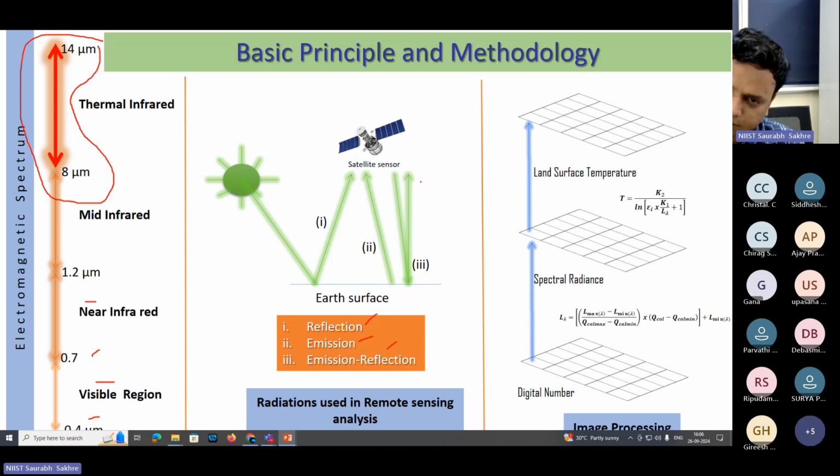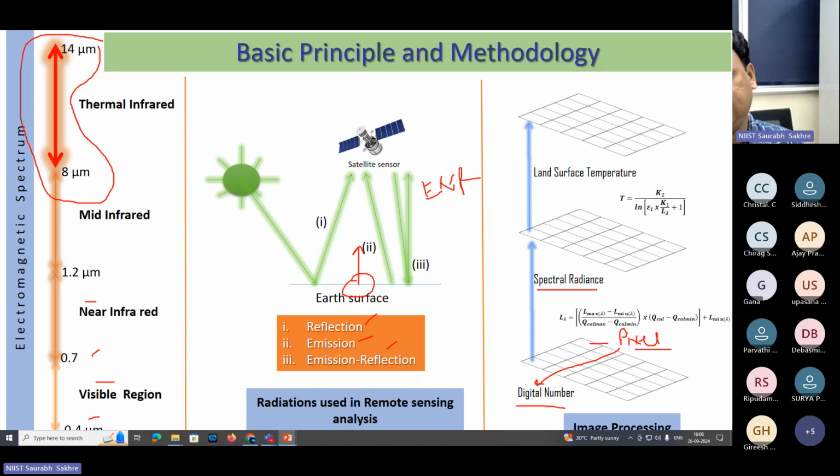From EMR also we will be taking the readings for doing land use analysis, and whatever the Earth has absorbed it will be emitting, and that also we will use in our present case study. So how we do it: I told you that day also that in every satellite image, the smallest unit is called a pixel, and the numerical value on that pixel is called a digital number. First we convert this digital number into spectral radiance with this calibration formula, and then we convert that spectral radiance to land surface temperature.